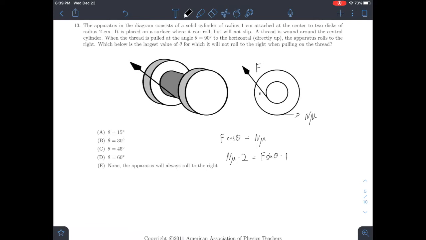So we know that N mu is equal to F sine theta over 2. Now we can equate them, because N mu is also equal to F times cosine theta. So we have sine theta over 2 equal to cosine theta. So sine over cosine theta is equal to 2. Then we can solve: tangent theta equal to 2. Let's use our calculator to calculate that. The answer we got is theta approximately equal to 63.4 degrees. Well, it's closest to D, so the answer is D.